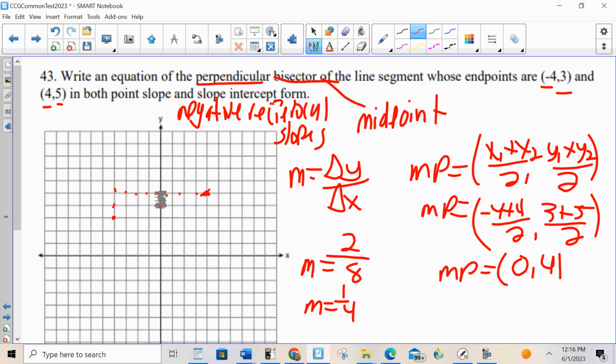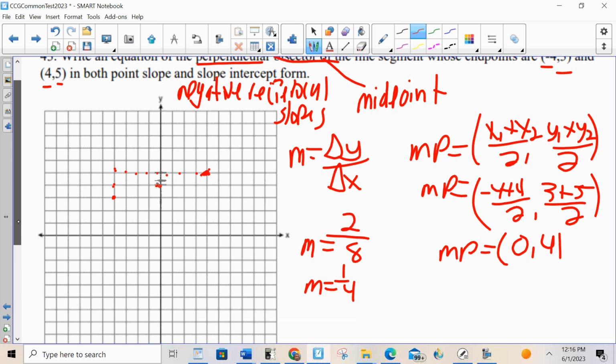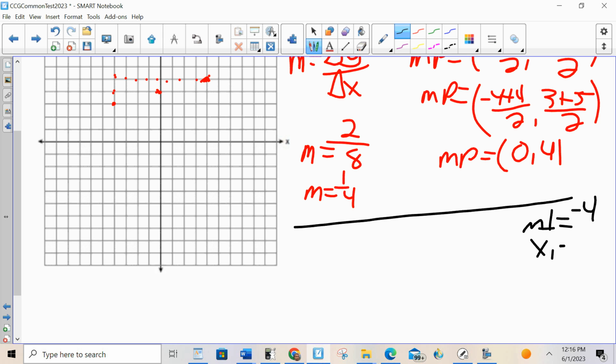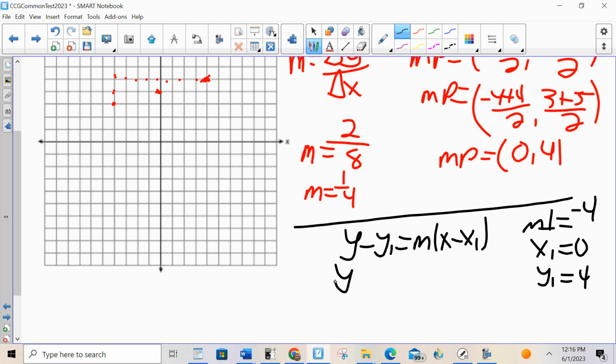So now that I have my slope and my midpoint, I don't want the slope of that line. I want the slope of the perpendicular line. So m perpendicular is going to be the negative reciprocal of that, which is negative 4. X1 is 0. Y1 is 4. Y minus y1 equals m, x minus x1. Y minus 4 equals negative 4, x minus 0. And that's it. You can leave it like that.